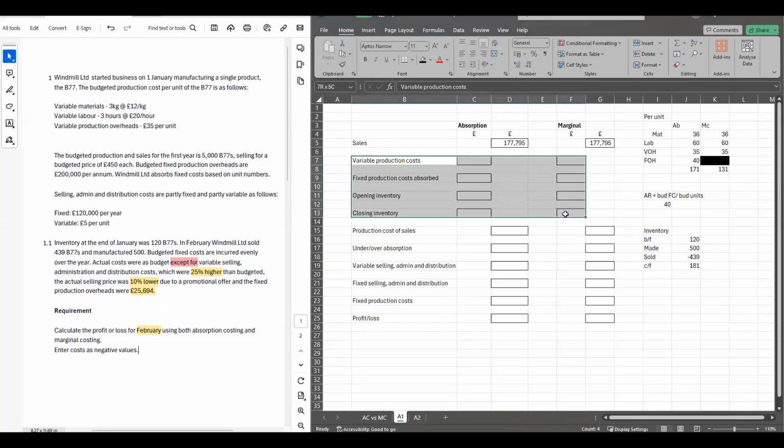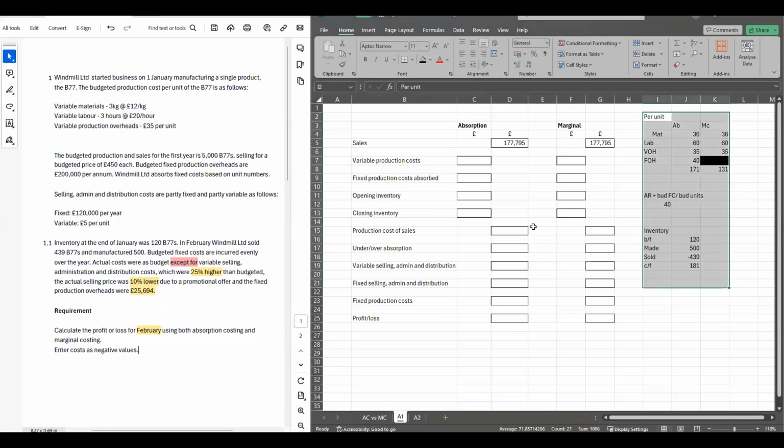Then looking at our cost of sales, this is where our two workings are going to become really handy, because in terms of the variable production cost, remember, like we said, that's another way of saying the marginal cost.